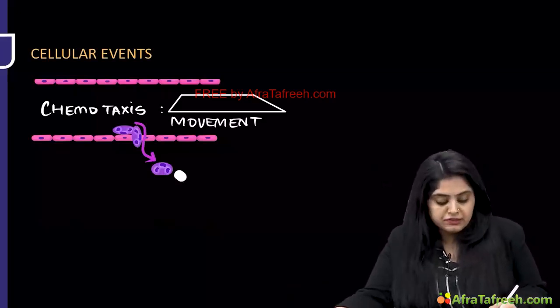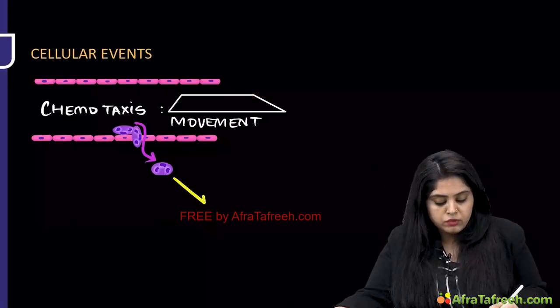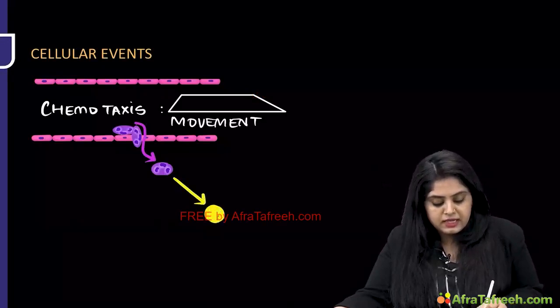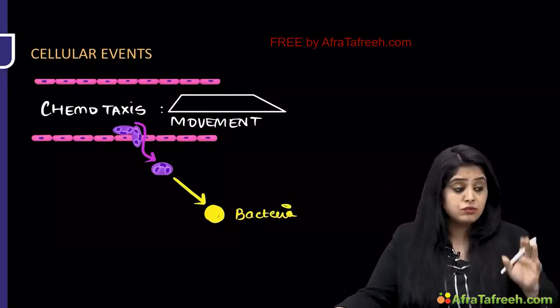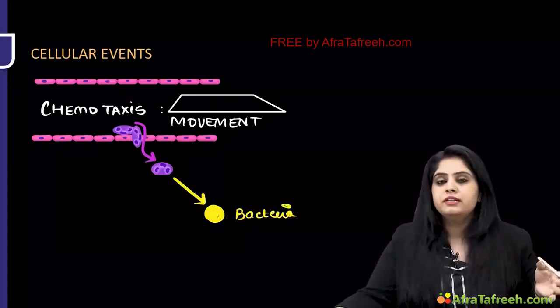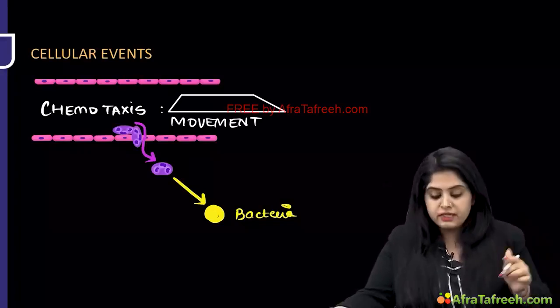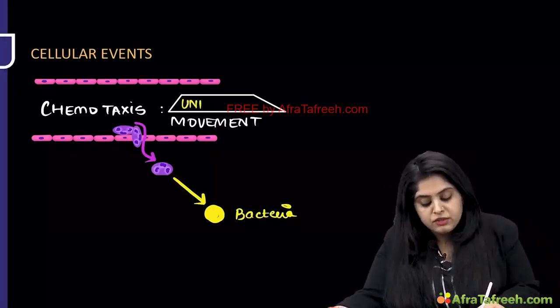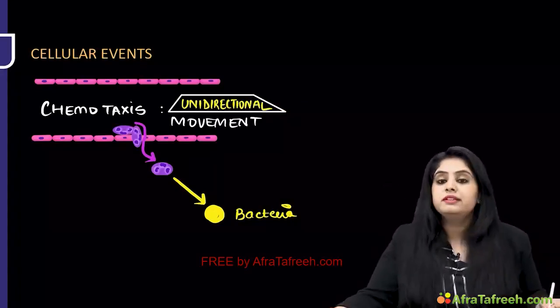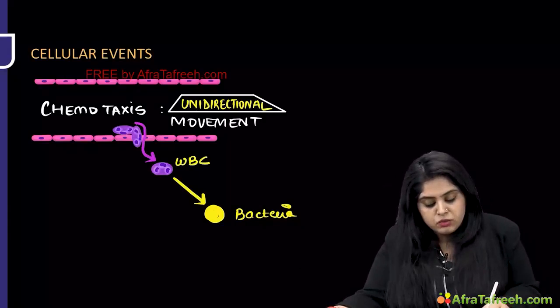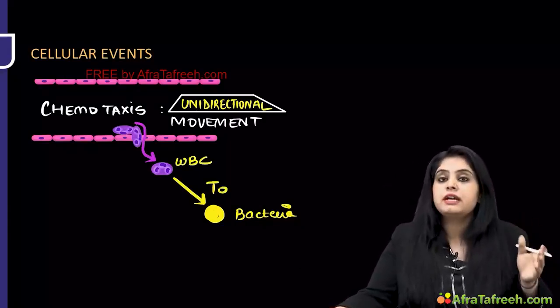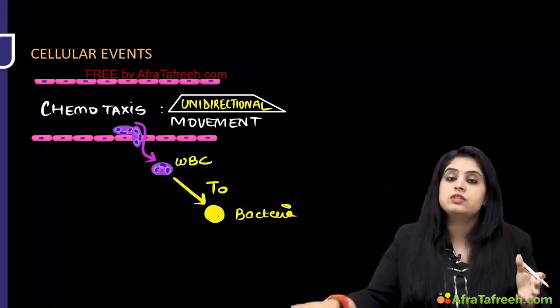But after coming out, the cell has to go towards whom? The cell has to go towards the bacteria. There is some bacteria or some virus or some parasite or some organism in my body which is creating all that problem. So the cell has to go to the bacteria. Is it going in one direction, two directions, or more? One direction. So chemotaxis is unidirectional movement. That is the question that you get. What kind of a movement is it? It is a unidirectional movement of the WBC to the bacteria. The WBC moving to the bacteria, that is chemotaxis. It is very, very important.